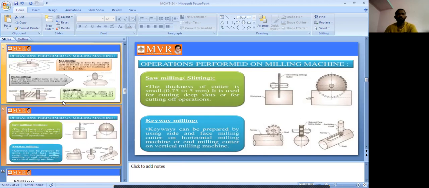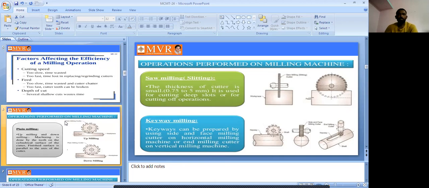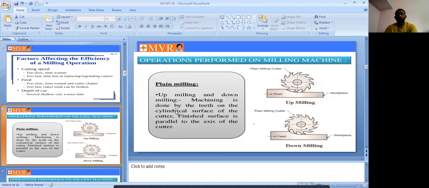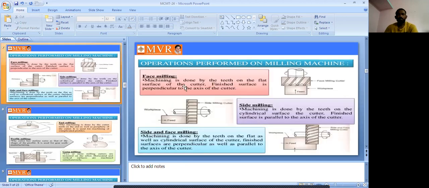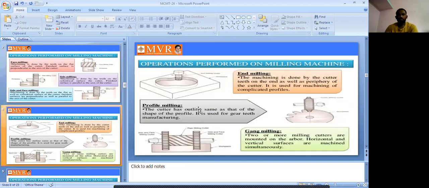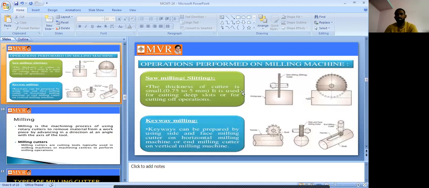So these are the different types of operations. What are the milling operations? First one is plain milling. Next is face milling, then side milling, then side and face milling together. Next is end milling, then profile milling, gang milling, saw milling, and keyway milling. So these are the different operations performed on milling machines.